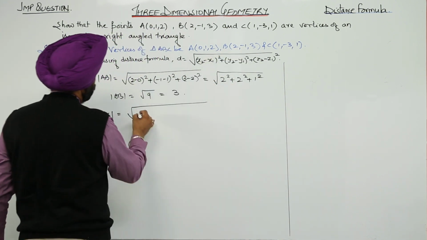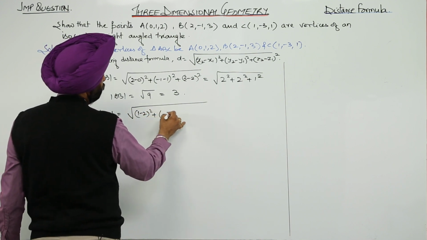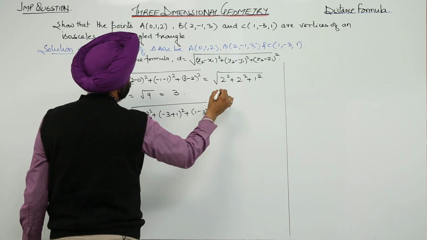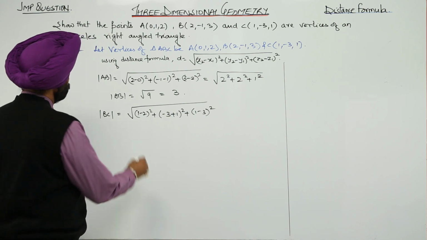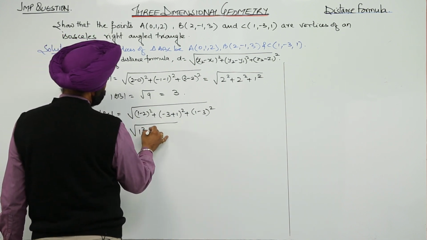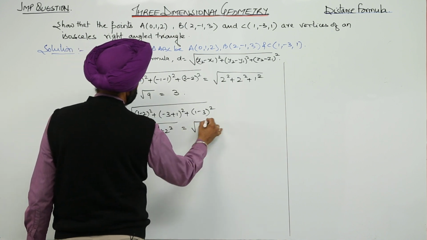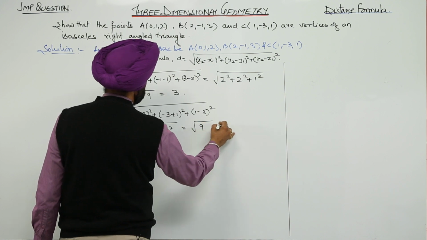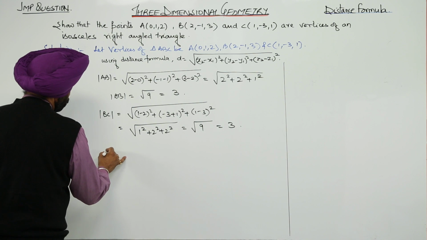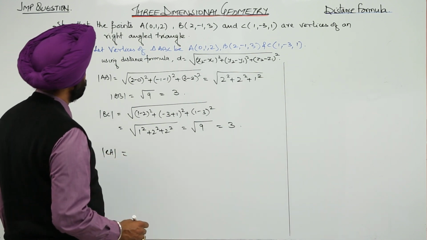B and C. Now, (1 minus 2) whole square plus (negative 3 minus negative 1) whole square plus (1 minus 3) whole square. So, this becomes 1 square plus 2 square plus 2 square is equal to under root 9. This is equal to 3. AB, BC, and now we are with AC or CA, one and the same thing.